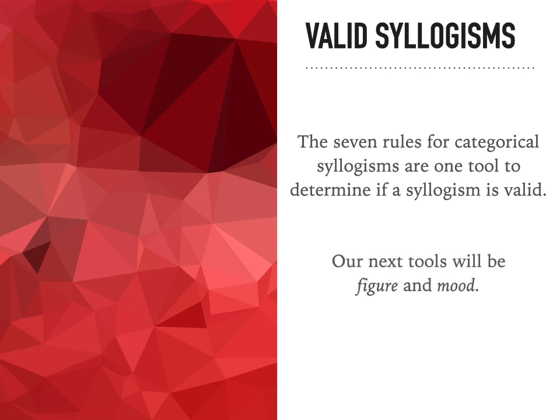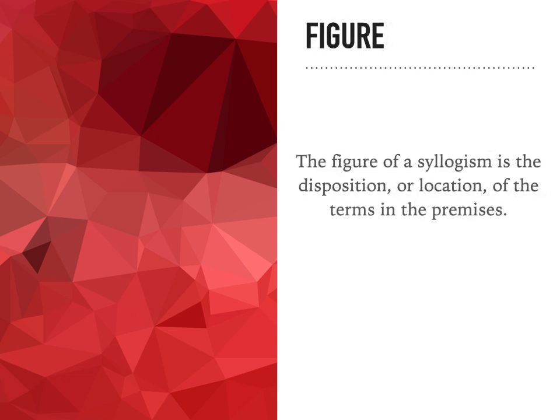In this course, we're going to begin by talking about the tools of figure and mood in a syllogism. The figure of a syllogism is the disposition or location of the terms in the premises. Another way to think of it is it's the shape that the syllogism takes. And when we talk about the shape of the syllogism, we are especially concerned with where is the middle term? Where do we find the middle term in the syllogism? That's going to tell us the kind of figure that the syllogism has.